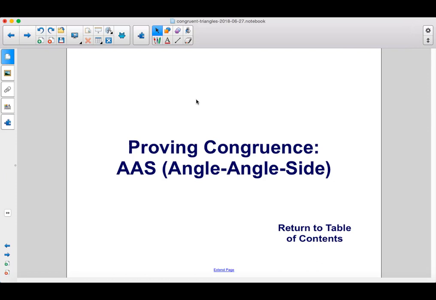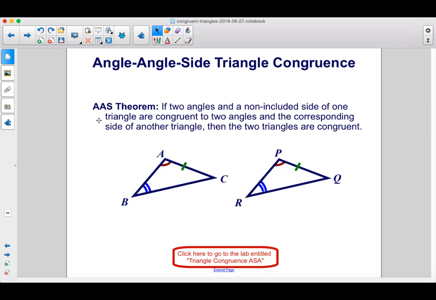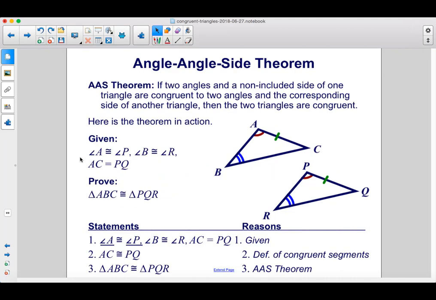Proving congruence: angle, side. The angle, side theorem. If two angles and a non-included side of one triangle are congruent to two angles and the corresponding side of another triangle, then the two triangles are congruent. Here's the theorem in action.